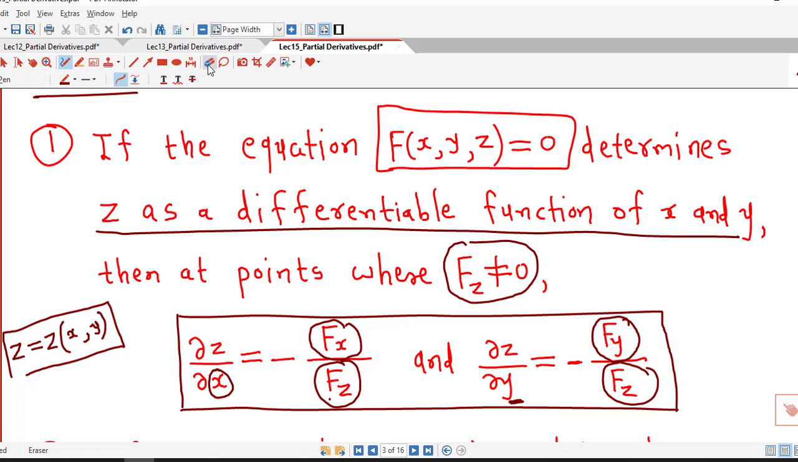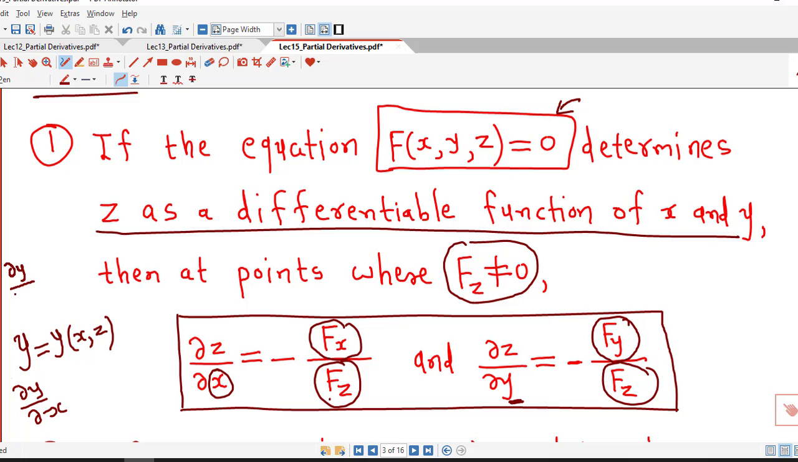Now suppose instead of this situation, suppose this implicit relationship determines y as a function of x and z, then we are interested in partial derivatives of y with respect to x and with respect to z. So what will be the corresponding formula for these two derivatives?